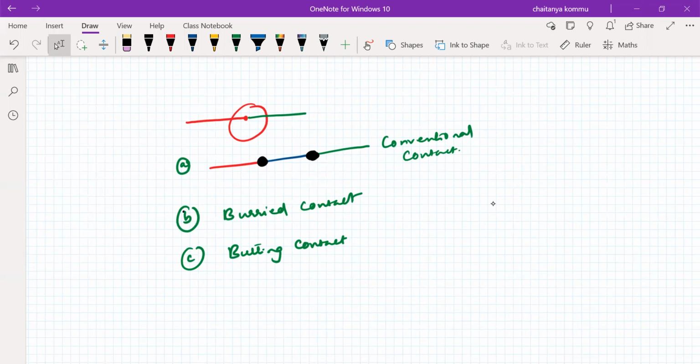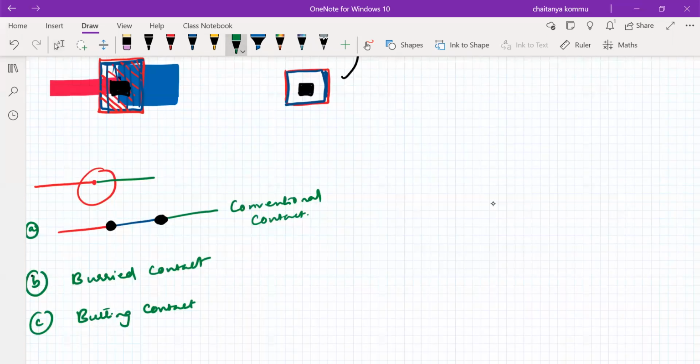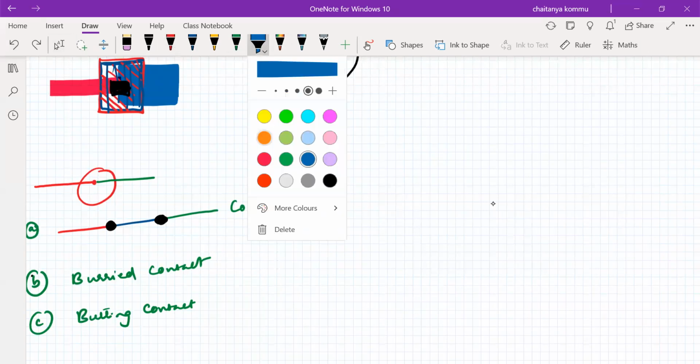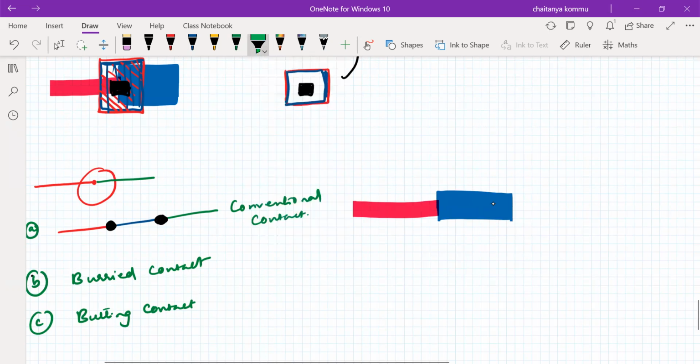Okay, shall we draw it quickly then? Contacts. I have to consider polysilicon here. Sorry, polysilicon is red color. Yes, I have to consider red color. I have to use blue color again, this is the blue color, and I have to use green color.